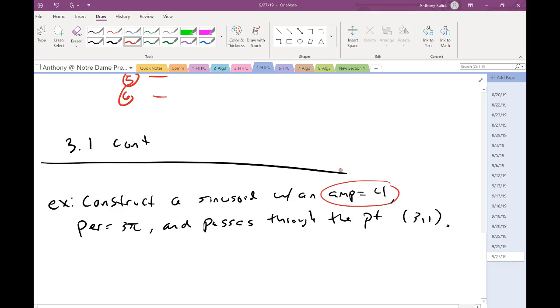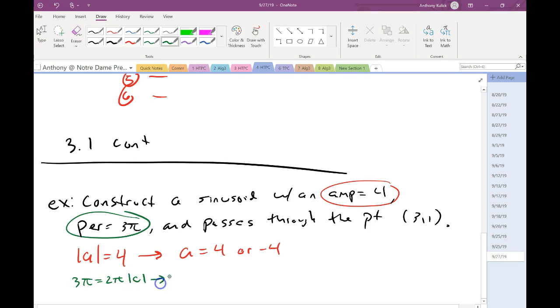So let's first look at the amplitude being 4. That tells me that the absolute value of A is 4, so either A is 4 or it's negative 4. The period equals 3 pi tells me that 3 pi is equal to 2 pi times the absolute value of C, or really that the absolute value of C is 3 over 2, or that C is equal to 3 over 2 or negative 3 over 2. Everybody so far so good?